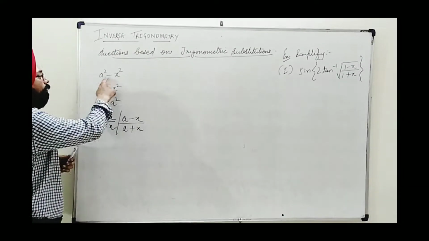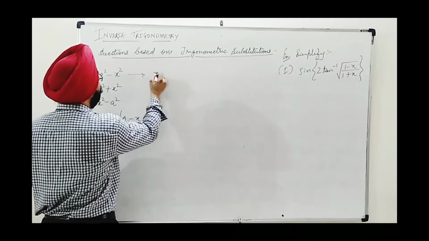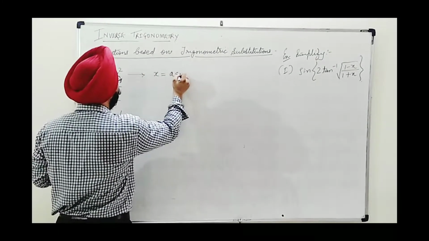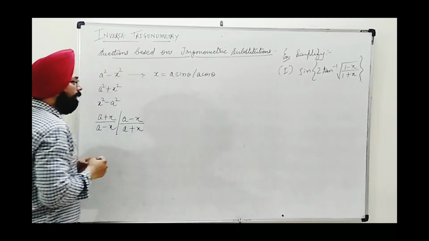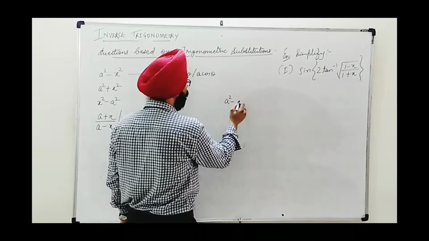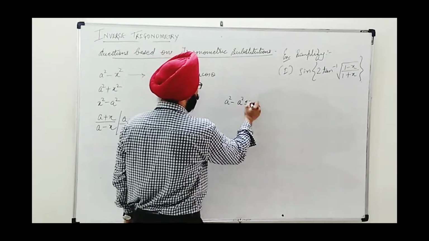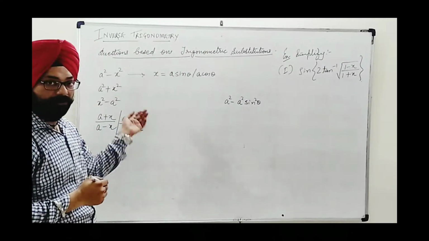Like a square minus x square. If I replace x here by either a sin theta or a cos theta, then this will convert to a square minus a square sin square theta. I have taken a sin theta, this one. Either of them can be taken.